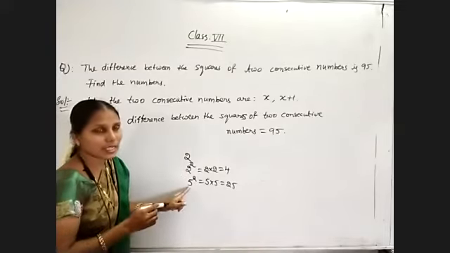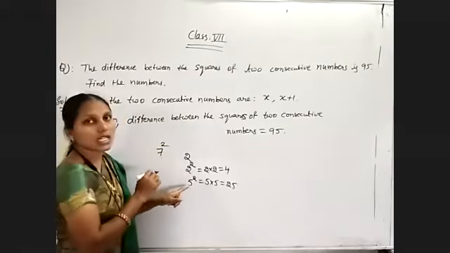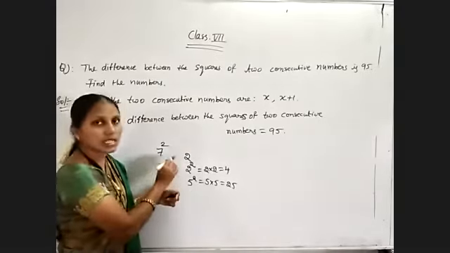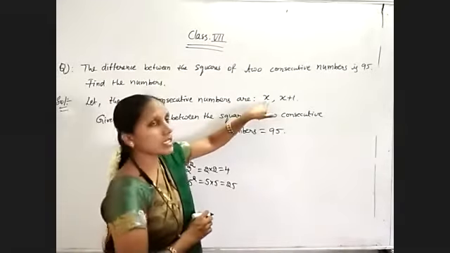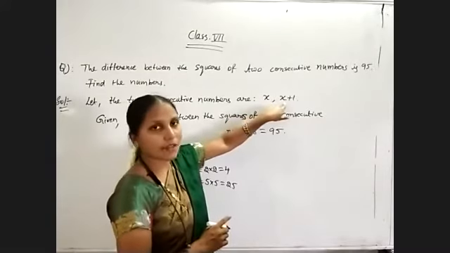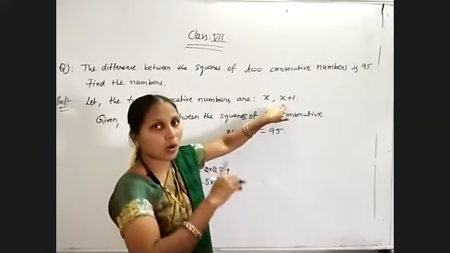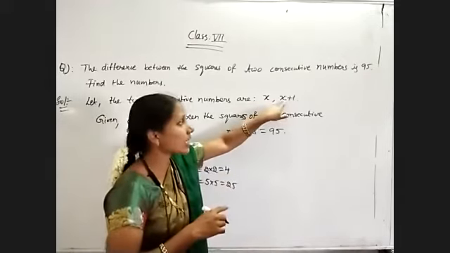Square of 5 is 5 square. Square of 7 is 7 square. Square of 9 is 9 square. At the same time, square of x is x square. Square of x plus 1 is x plus 1 whole square. And here x plus 1 is greater than x.